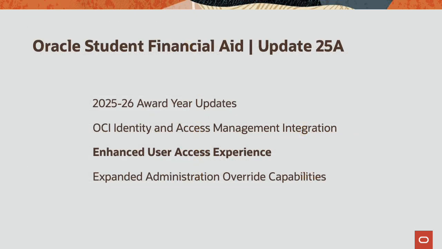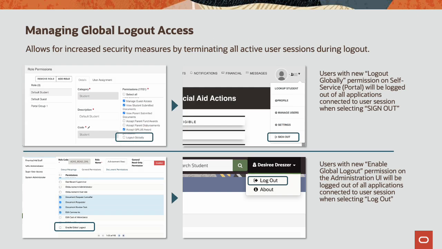Moving now on to the additional features that enhance your user experience, including global logout capabilities, the ability to support a multi-student parent interface, and greater visibility into guest names within the self-service portal. For managing global logout access, new permissions were created to give you the ability to control whether a user should be locally or globally logged out of the application. This will allow for increased security measures by terminating all active user sessions during logout.